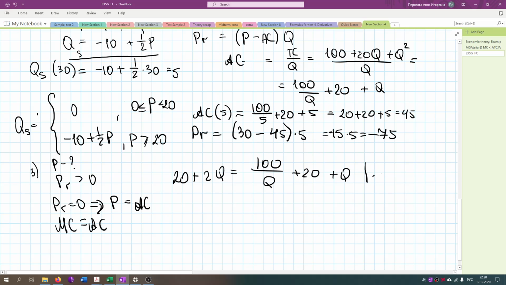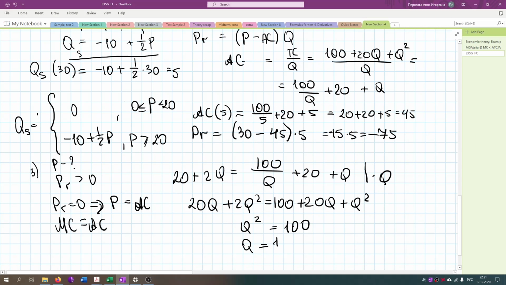We can multiply our equation by q, and we will receive 20q plus 2q squared is equal to 100 plus 20q plus q squared. So after computations, we will receive that q squared is equal to 100 and q is equal to 10.